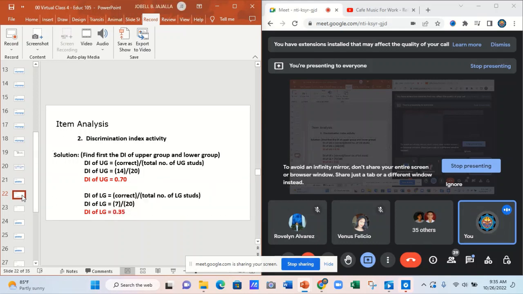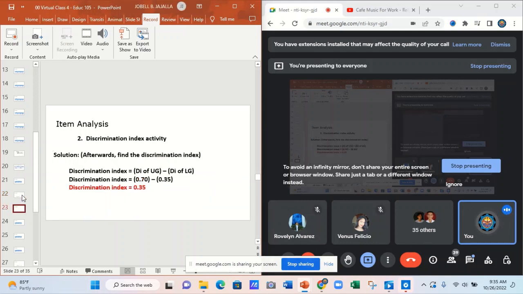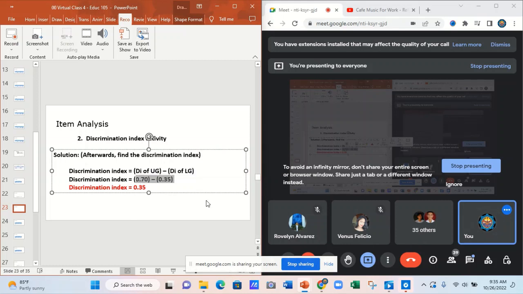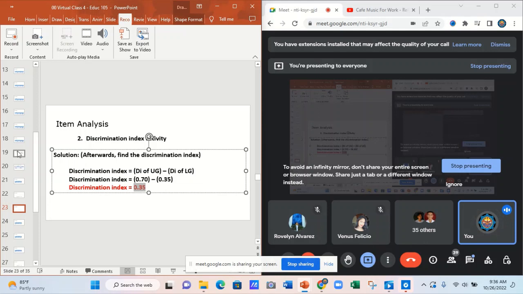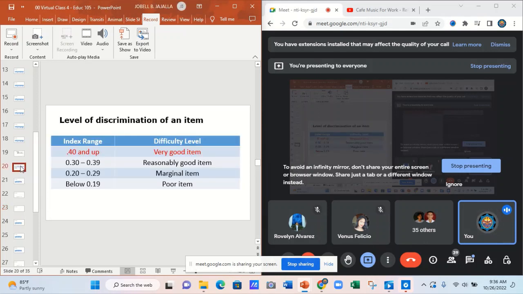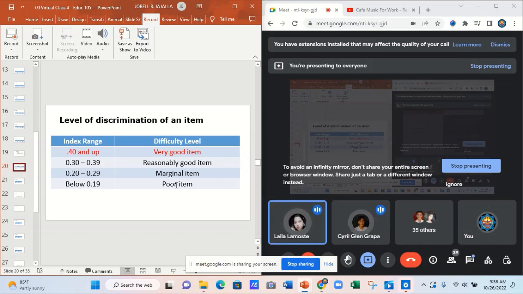Now, since we have already obtained the values for the difficulty index of upper group and lower group, this is the time to solve for discrimination index. So 0.70 minus 0.35, the resultant value for discrimination index is 0.35. All right? Now, balik ta sa table, interpretation table, 0.35 belongs to, who wants to try? Okay, so that is reasonably good item.